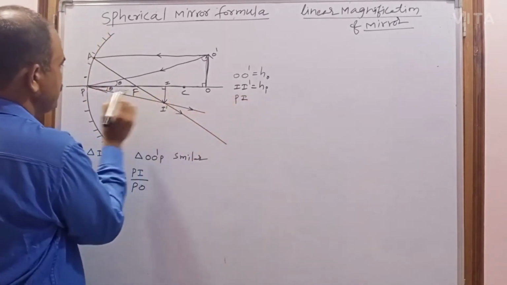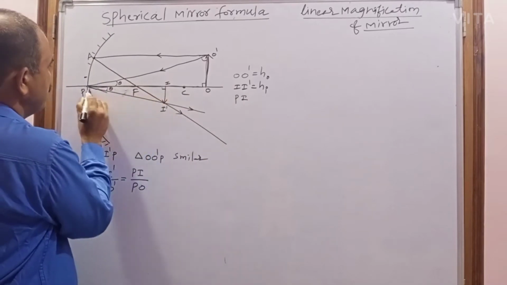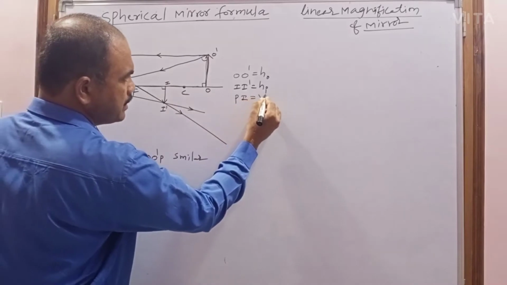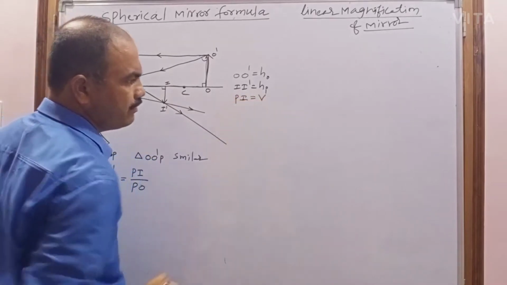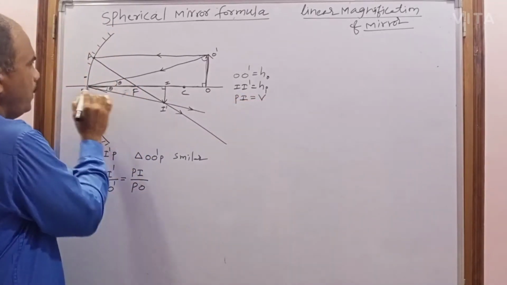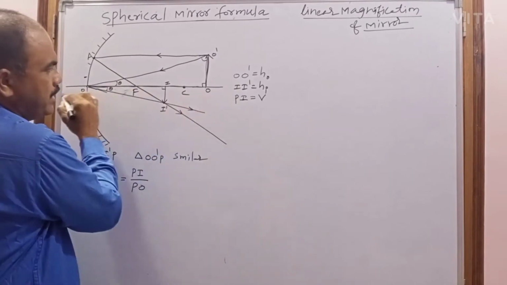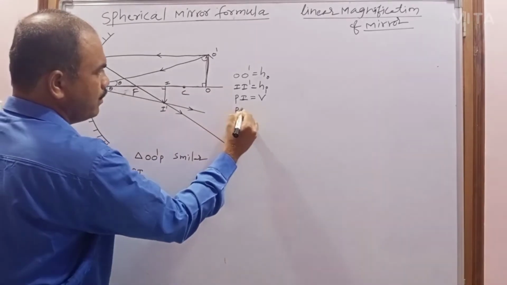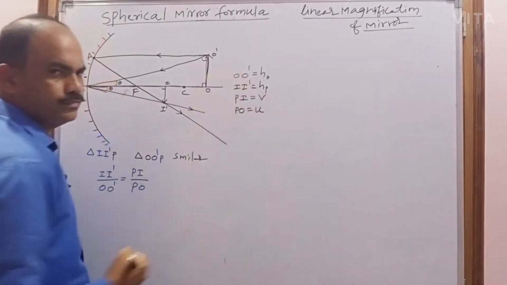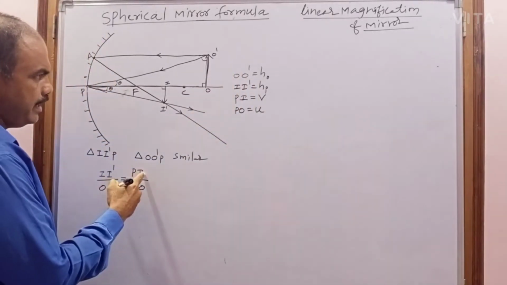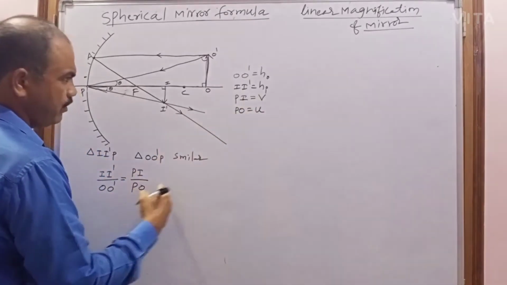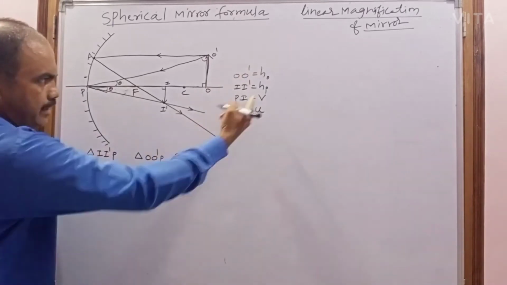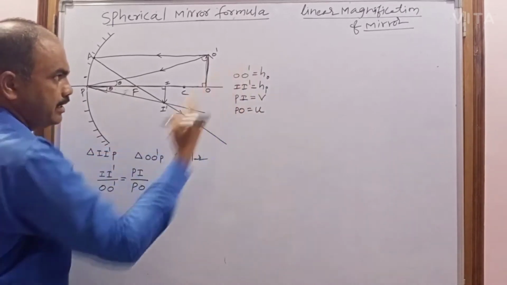What is PI? PI, this is the image. So pole to image. This is the pole and this is the image. The pole to image distance is called what? Image distance, that is represented with the letter V. And the pole to object distance is known as what? Object distance. PO is nothing but U. So here PI is image distance, PO is object distance, I dash is the height of the image, O dash is the height of the object.